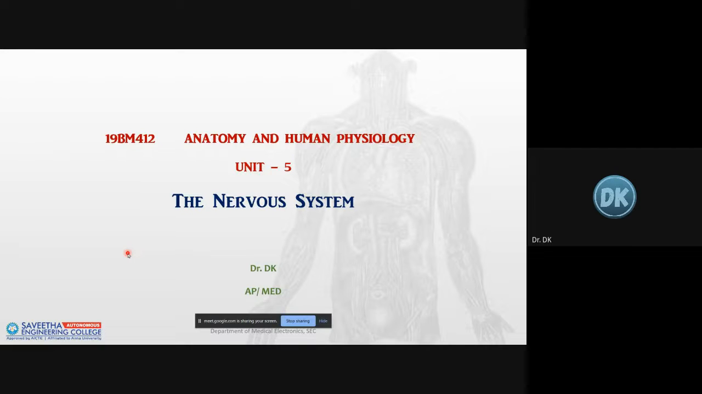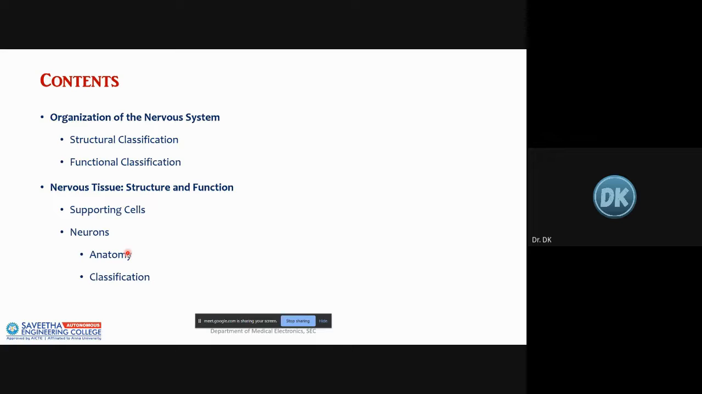Okay, great. So these are the contents for today's presentation. We'll start with the organization of the nervous system. So how it is classified structurally and functionally, and then we'll move on to the nervous tissue, different types of cells, and structure of neuron, and how it is classified. This structural classification and functional classification, you can find it almost in each and every topic of your syllabus. In anatomy and physiology, anatomy stands for structural and physiology stands for functional, right?